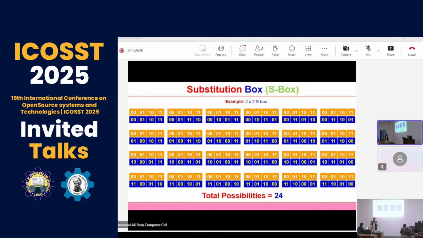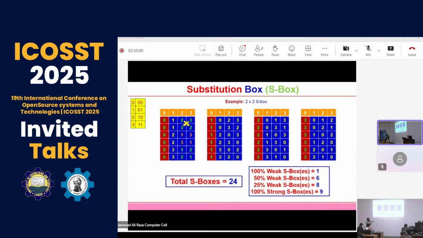100% weakest boxes, but you will never use it. Then similarly we have 50% weak S boxes. Can you tell me any S box that is 50% weak? Look at this one. 0 is replaced with 0, 1 is replaced with 1, 2 is replaced with 3, 3 is replaced with 2. Out of 4, which ones are effective? Only 2, so 50%. And similarly, we have strong S boxes, these are 9 S boxes out of these 24.